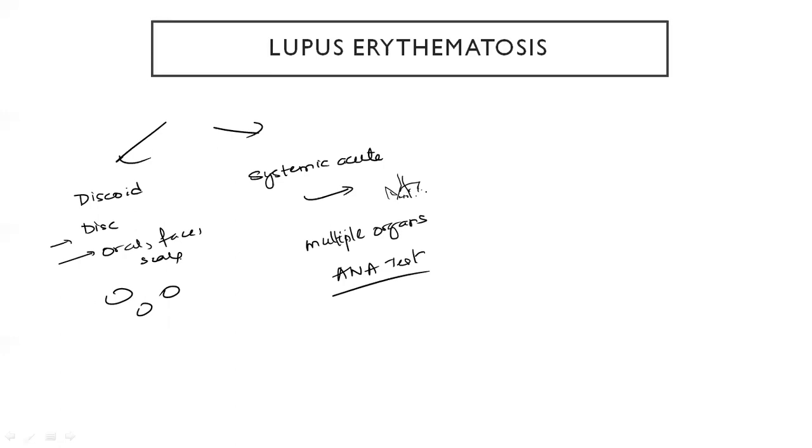Now, treatment is corticosteroids. Let me tell you another important thing. This discoid form of lupus erythematosus, differential diagnosis is lichen planus because it resembles lichen planus.